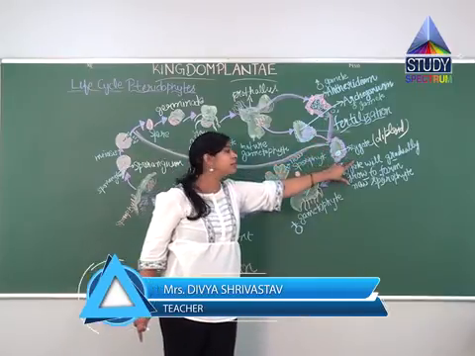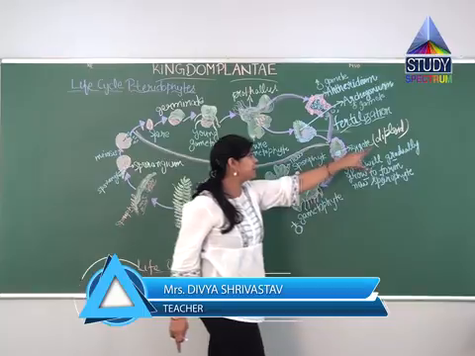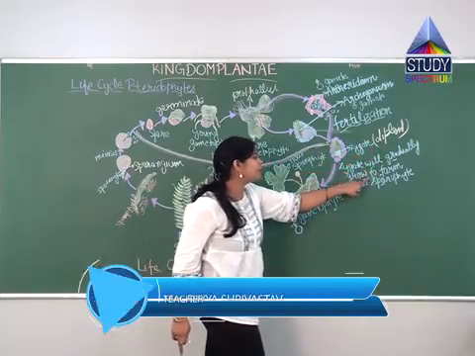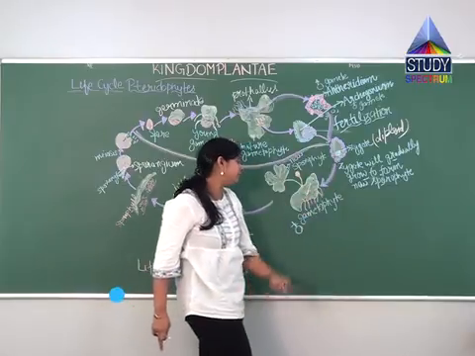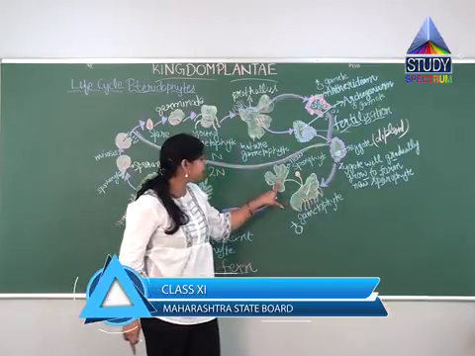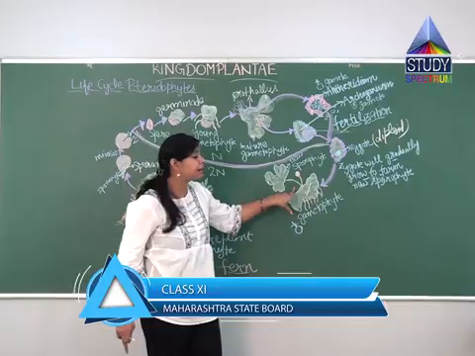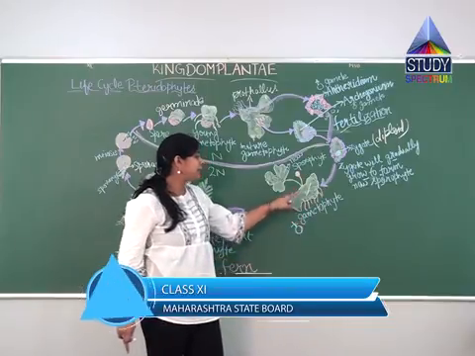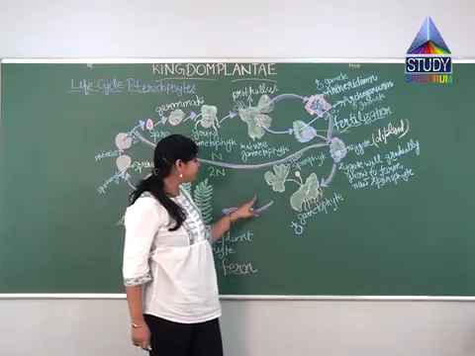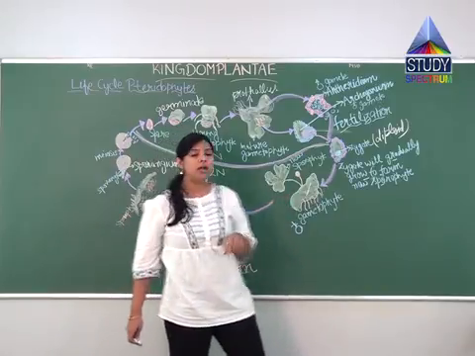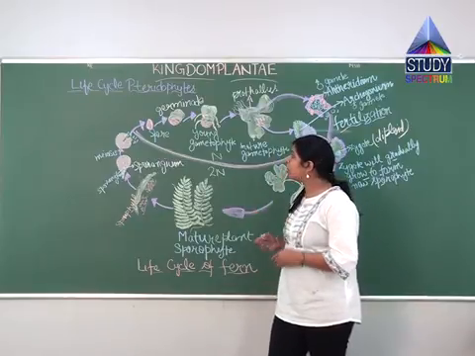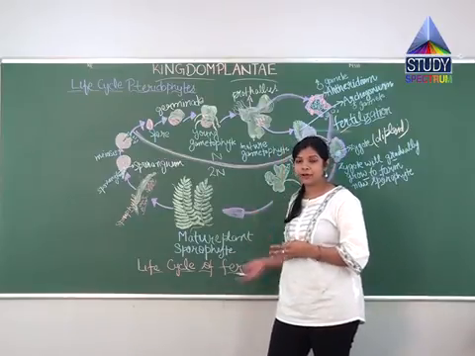Here the fusion will take place and form the zygote, which will be a diploid stage, and this zygote will gradually grow to form a new sporophyte. So here we can say a new sporophyte is dependent on the female gametophyte for its nutrition. Now after some time it will gradually grow and form the mature sporophyte. So this is all about the life cycle of pteridophytes.